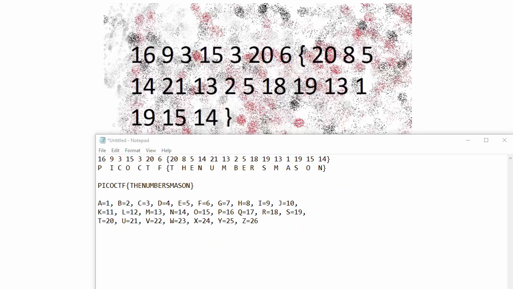You can probably find an online converter, but if you decide to do it manually, you have the numbers from the image on the first line here, and you have the numbers corresponding to the alphabet on the bottom, and the answer you're going to get is pico and the flag here, the numbers Mason. And from the hint in the challenge problem, I'm guessing you are going to end up with everything in capital letters.